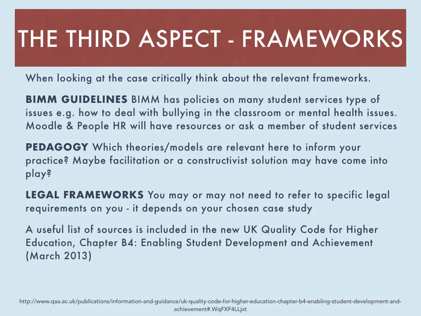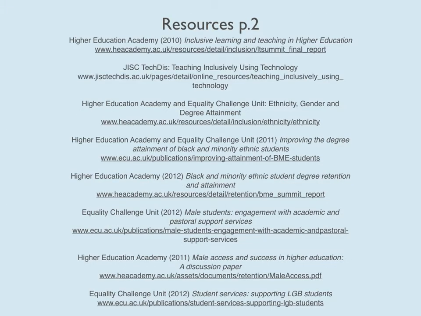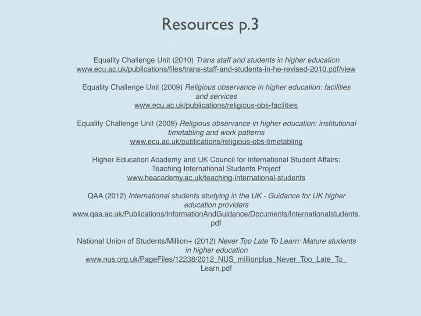There's a useful list of resources from the QAA, and they've produced a report called the UK Quality Code for Higher Education, and we've listed some of Chapter B4 on the next few pages, which has got lots of links to other reports that you might find really useful. The link for that resource is at the bottom of the page, and on the slides there's some writing from that report, so you can refer back to them.